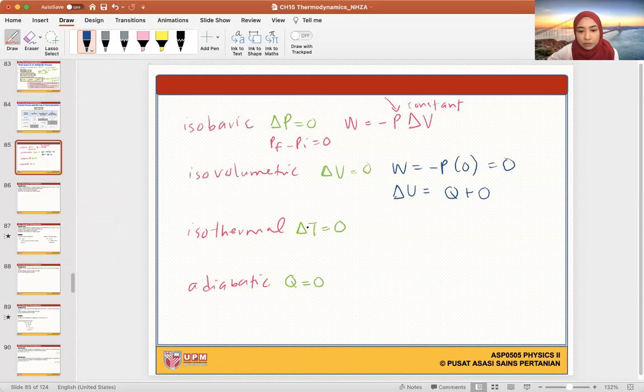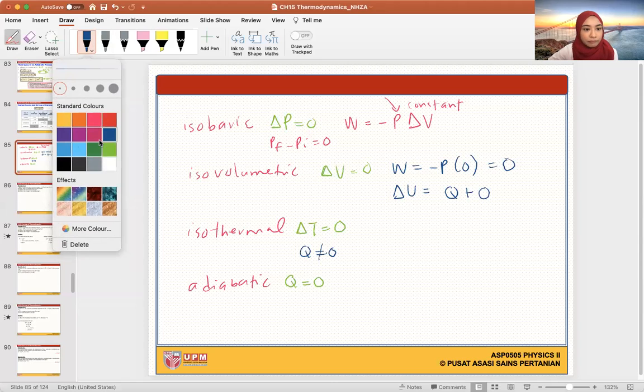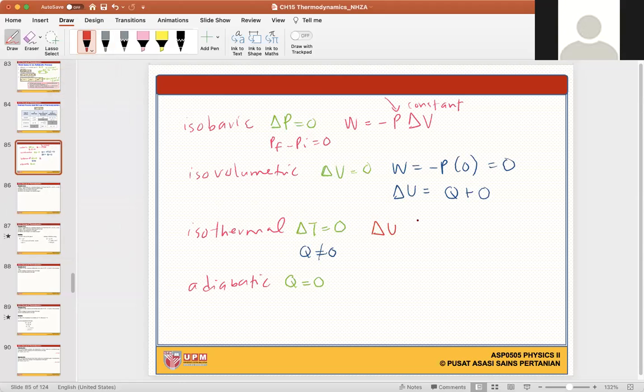Okay, and then we have isothermal. I told you isothermal is a little bit confusing, because delta T equals zero does not mean that Q is equal to zero. It does not mean the same thing, which means that you have Q, but the temperature is constant. So if the temperature is constant, what else is zero? Changing internal energy. Sorry, delta U is.